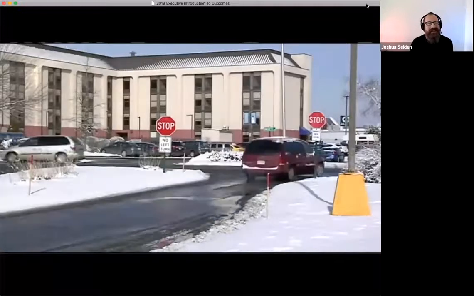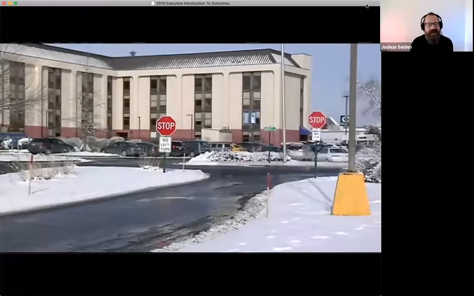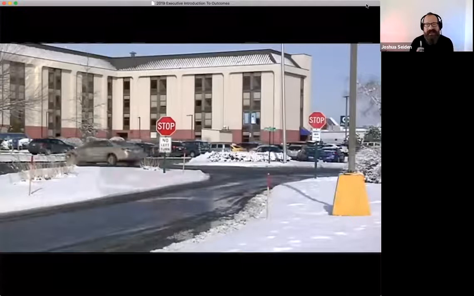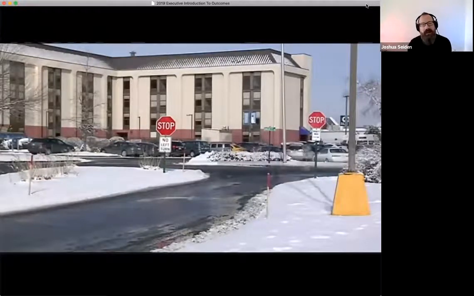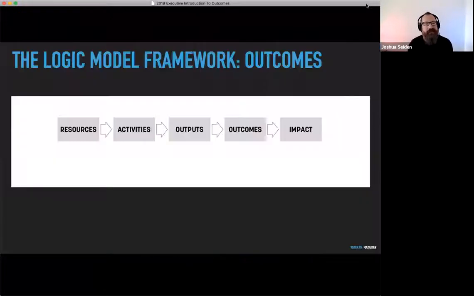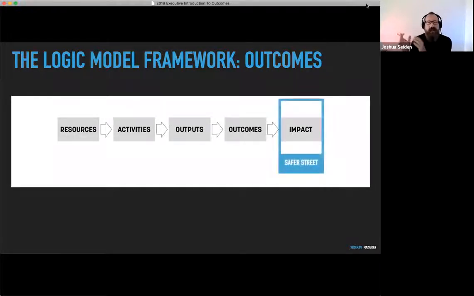Nobody's stopping. All these people are making left turns. It's not working. Okay. So what does this have to do with outcomes? All right. We talk about it in terms of a framework that was developed by the Kellogg Foundation called the Logic Model Framework.